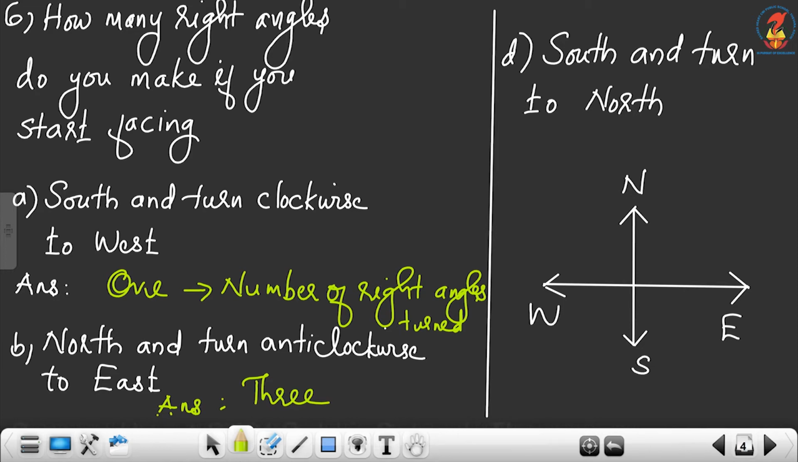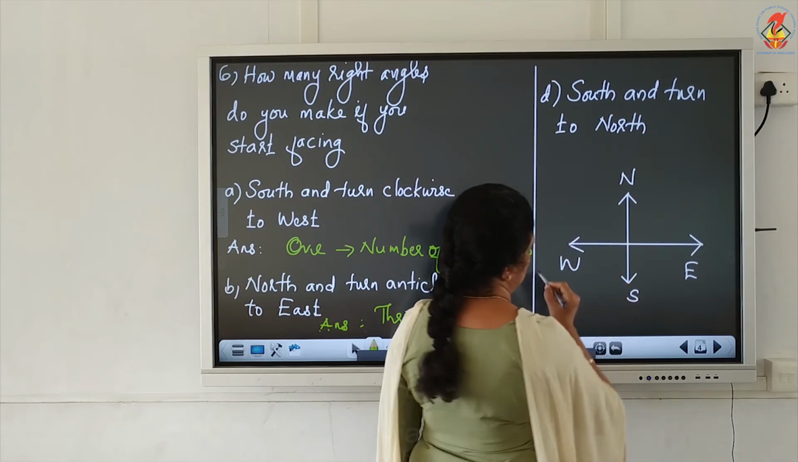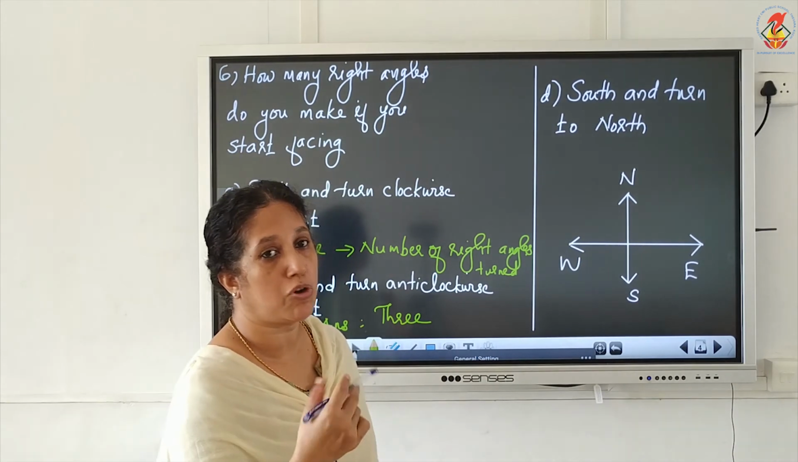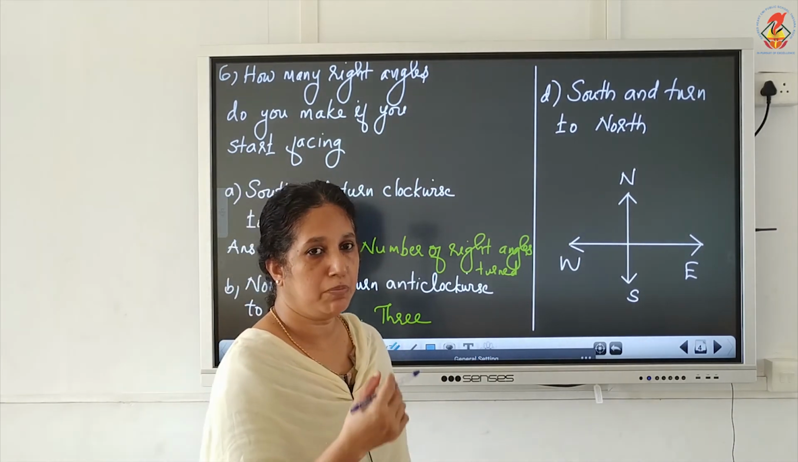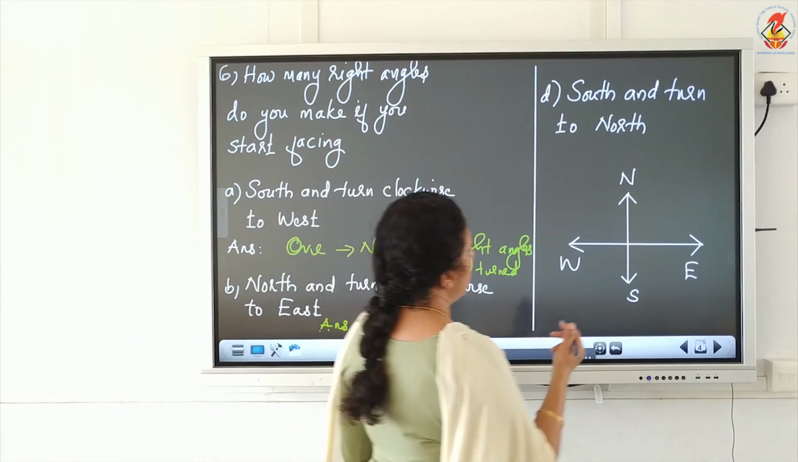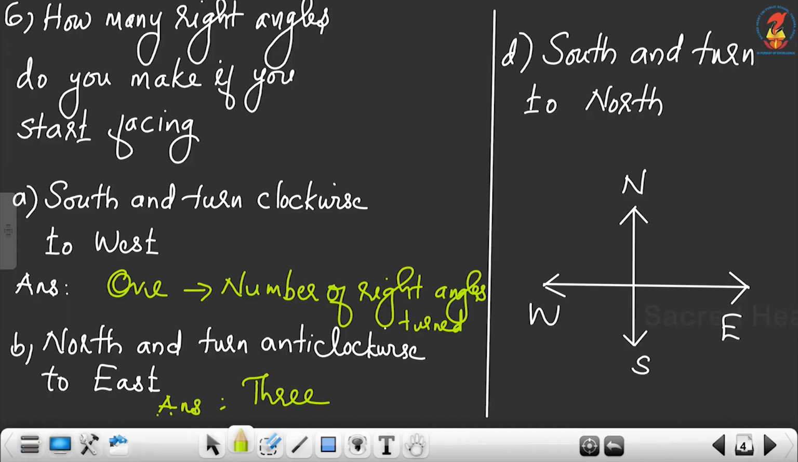You start facing south and turn to north. Here the direction of turning or the direction of movement is not mentioned. So you can move either in the clockwise or in the anti-clockwise direction. Suppose you are moving in the clockwise direction, you start facing south and turn to north. So south to north. So what is the angle turned?